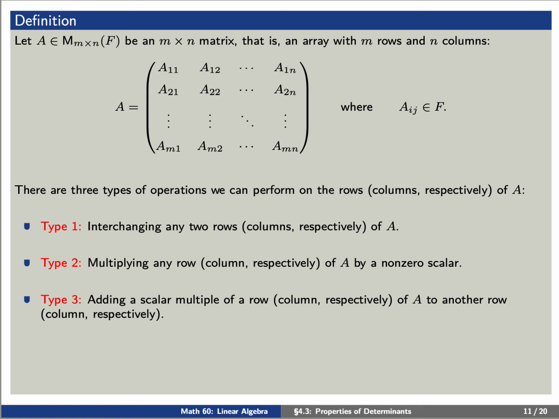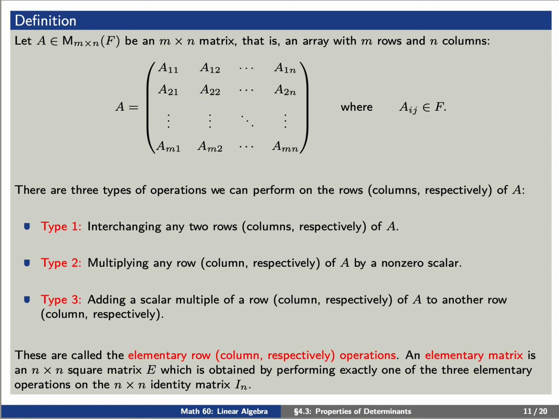We can also perform these operations on the columns as well. These three are called the elementary row operations. Similarly, they're called the elementary column operations. An elementary matrix is an n by n square matrix E, which is obtained by performing exactly one of these three operations on the n by n identity matrix I sub n.